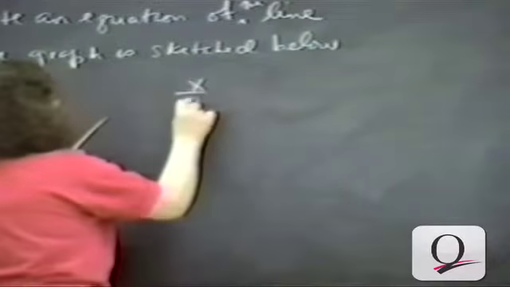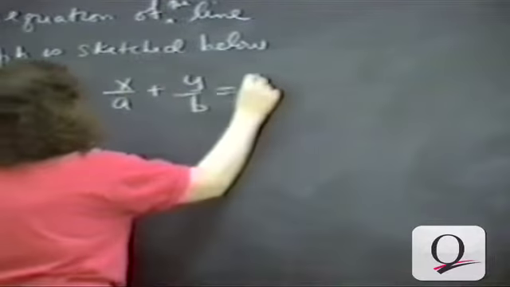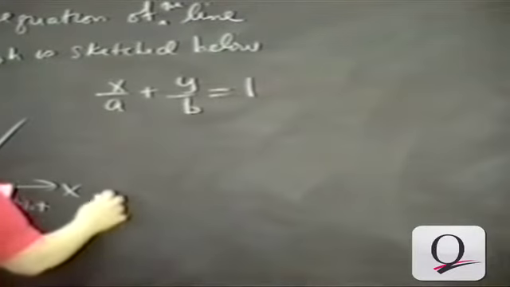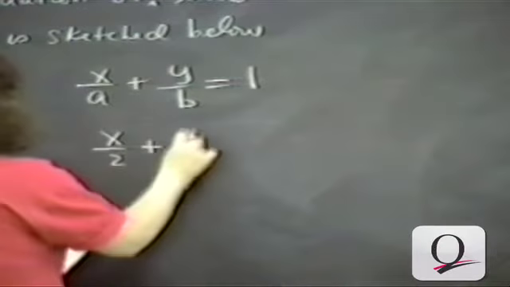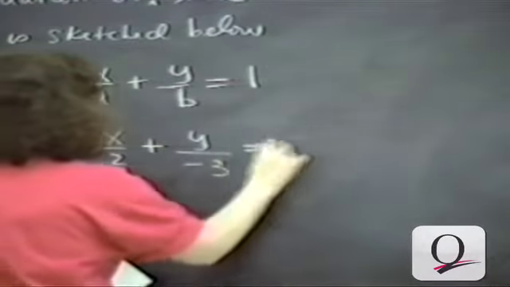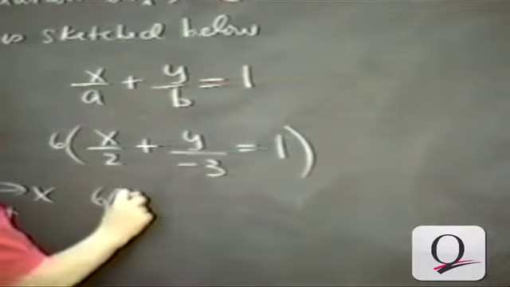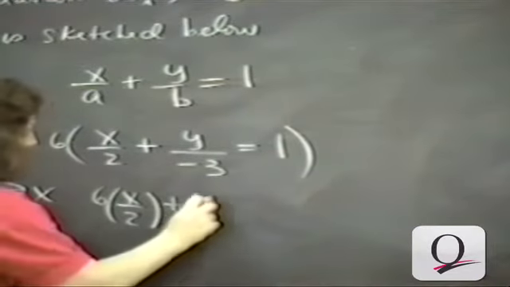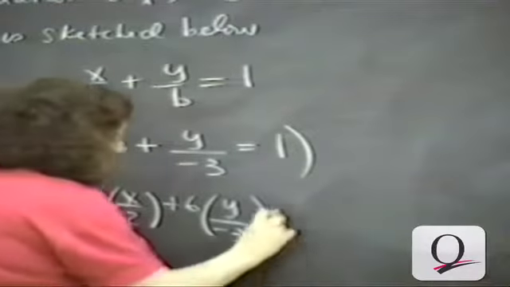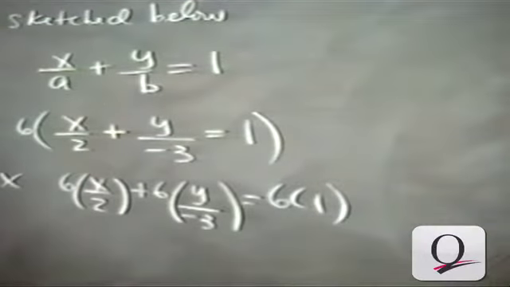And then we write x over A plus y over B equals 1, or x over 2 plus y over minus 3 equals 1. And as I mentioned before, more than likely this will not be one of the choices, but rather you'll have to clear the fractions. The LCD in this problem is 6, so I'm going to multiply both sides of the equation by 6, and then distribute the 6. So I'll have 6 times x over 2 plus 6 times y over minus 3 is equal to 6 times 1.